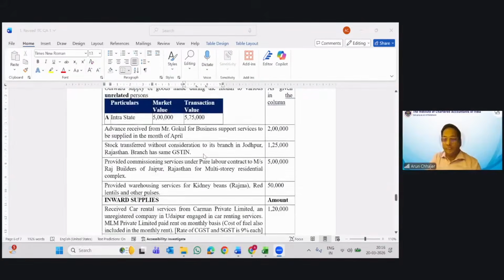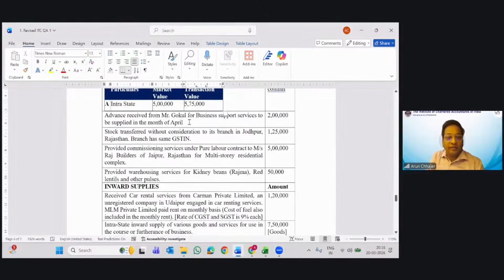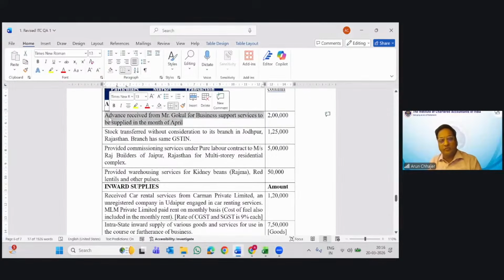Perfectly okay. Now, let's talk about advance receipt from Mr. Gokul for business support service in the month of March. What you will say? Will it be taxable under forward charge? Will it be taxable at the time of advance? Will it be taxable at RCM? No tax? क्या आंसर होगा आपका? What would be your answer?